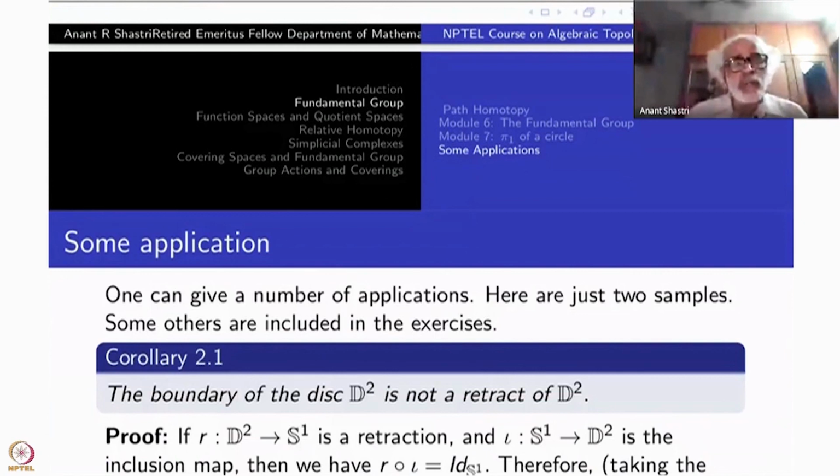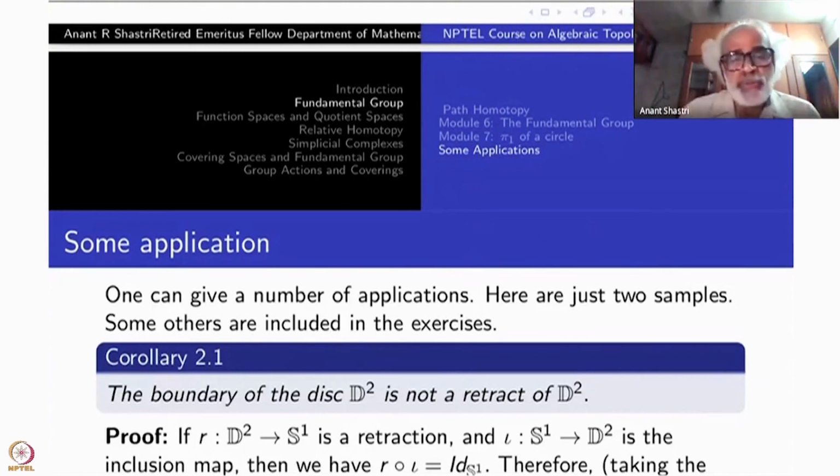What is the meaning of retract? There is no function R from D2 to S1 which is the identity on S1. S1 is the boundary, right? So this is what we want to prove. There is no continuous function from the entire disk to the boundary that is the identity on the boundary.